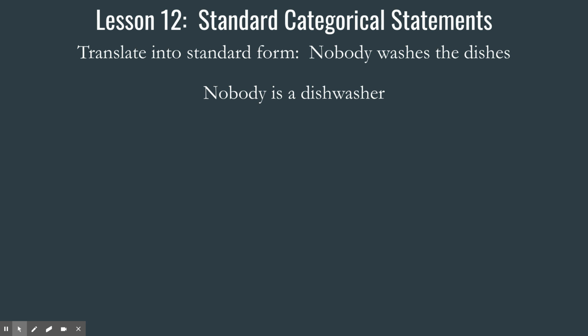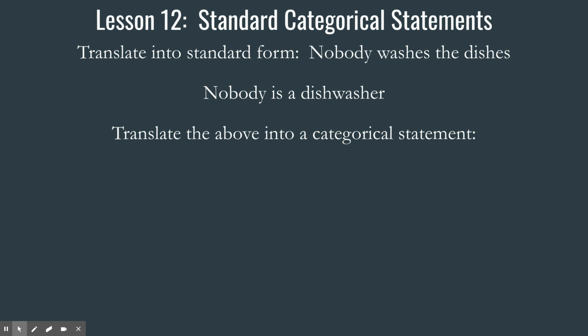But let's go one step further and take this into a categorical statement. First, we've already got the right verb and the predicate nominative. We've got to turn the subject into "no person." Every single categorical statement starts with the word all, no, or some. Let me say that one more time: every categorical statement starts with the word all, no, or some. So if the original statement says nobody, then you have to say no person, or no humans, or no people. No person is a dishwasher.